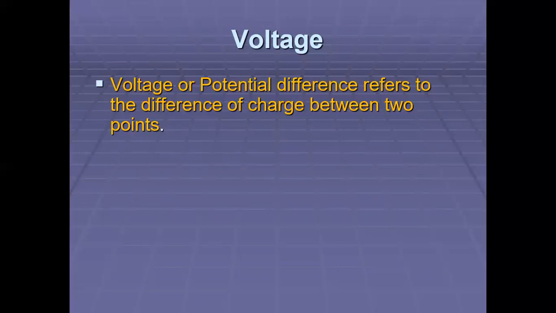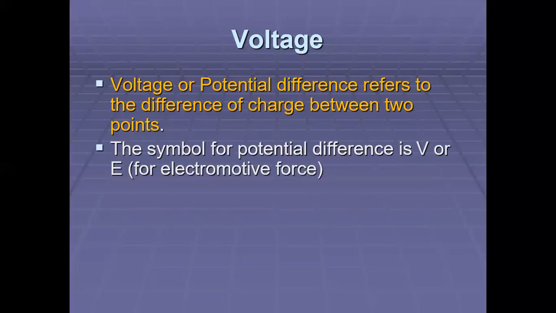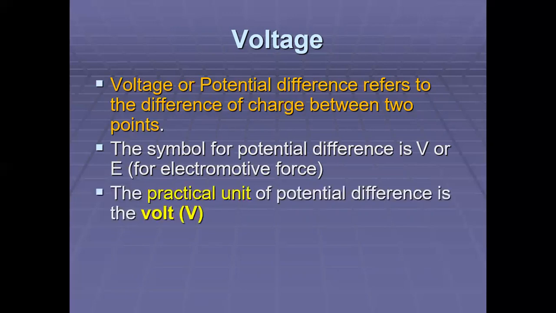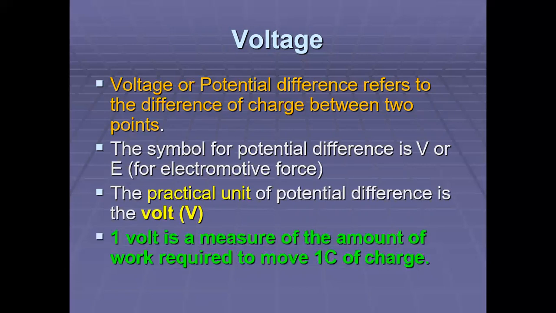Due to that, it facilitates current to flow. The symbol of potential difference is V or sometimes E, for electromotive force. The practical unit is volt. 1 volt means the amount of work required to move 1 coulomb of charge from one point to another point in the circuit.